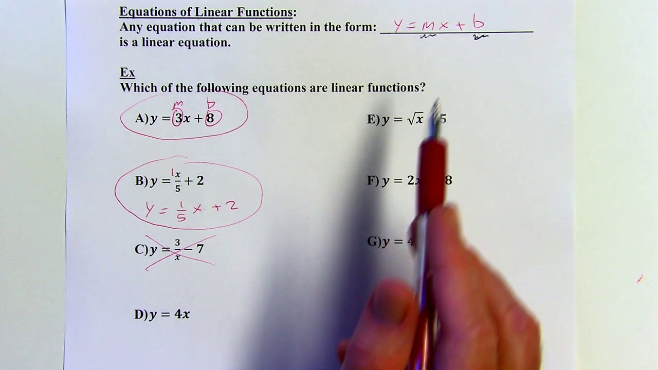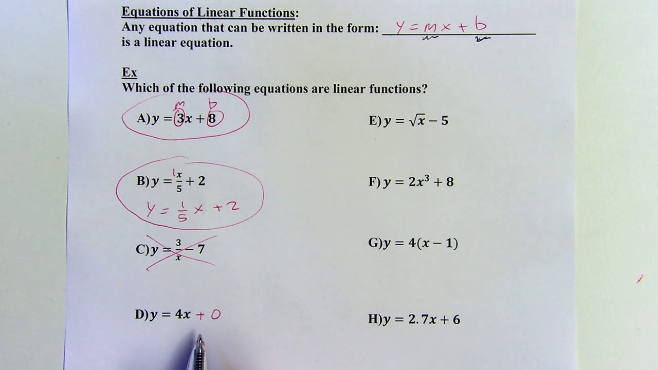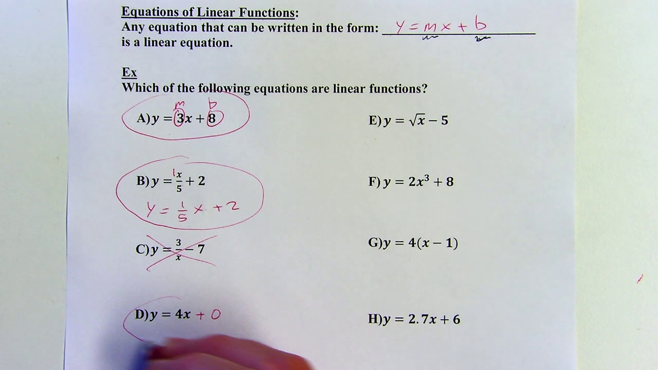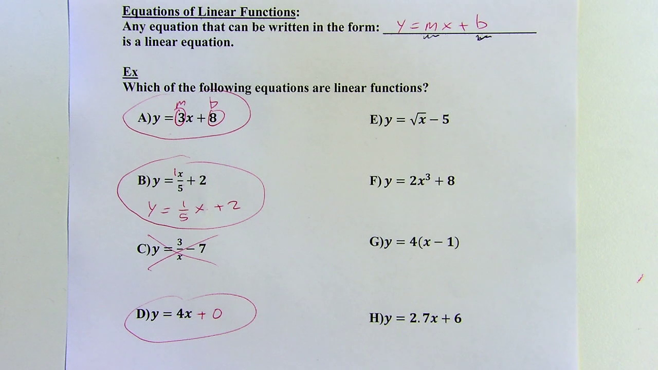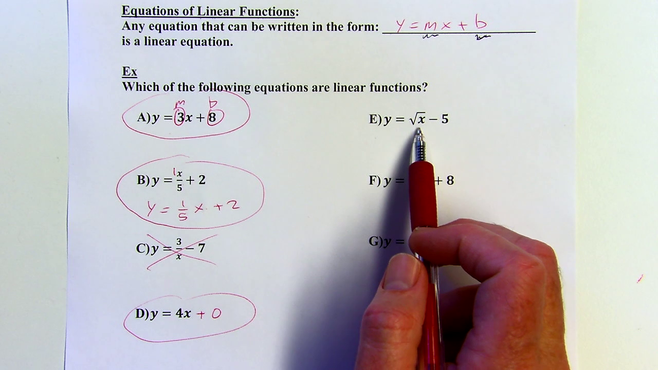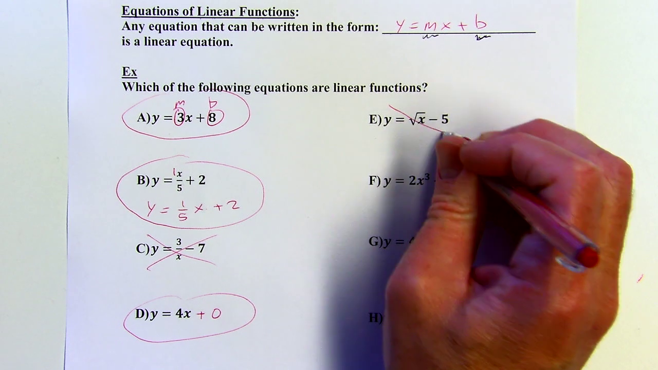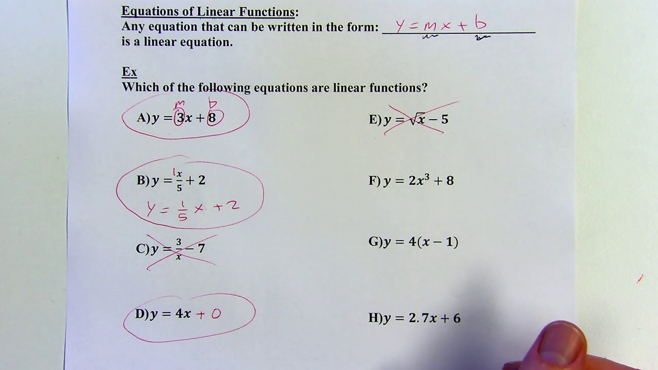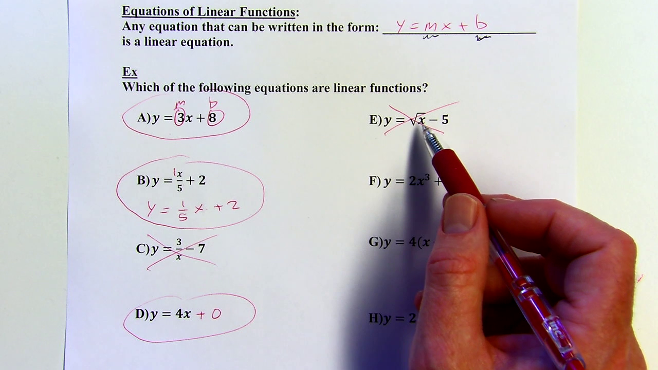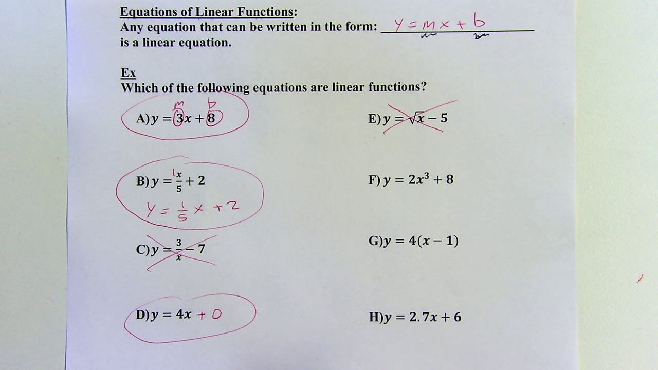D seems like it's missing the b part, but hey, there it is. If it's missing the b part, you can just add in a plus 0, and that would still count. So this one is going to be a yes. That is a function, okay? All right, I don't have something times x because square root is different than multiplying by x. So that one does not work, okay? It's okay to have a square root of 5 at the end, that's fine, but you can't have the x part be in the square root because you're not going to be able to write it in that format, okay?